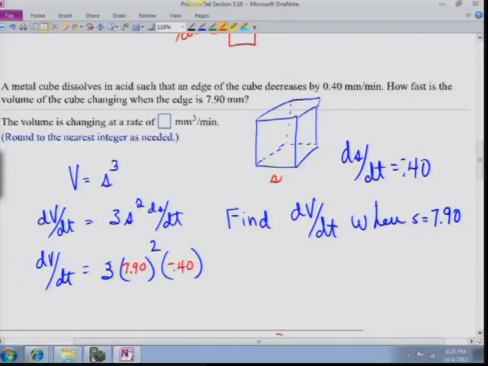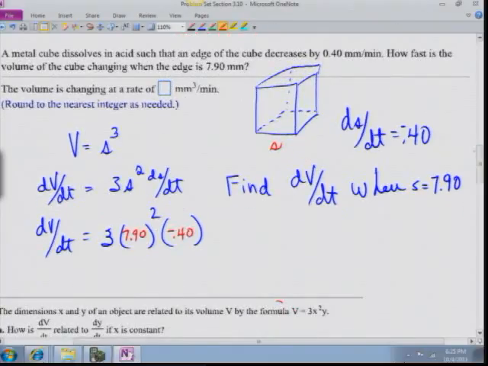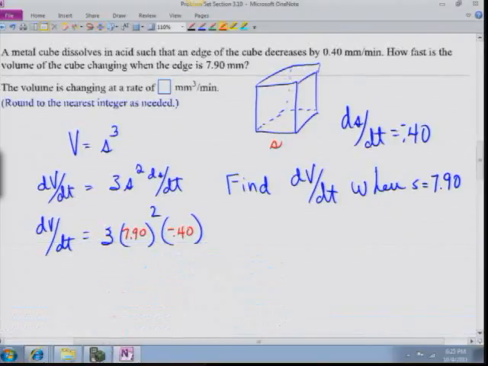So you do the math on that one. Calculator. And it does say round to the nearest integer as needed. So let's see what you get. 75. What did you get before you rounded it? Negative 75.